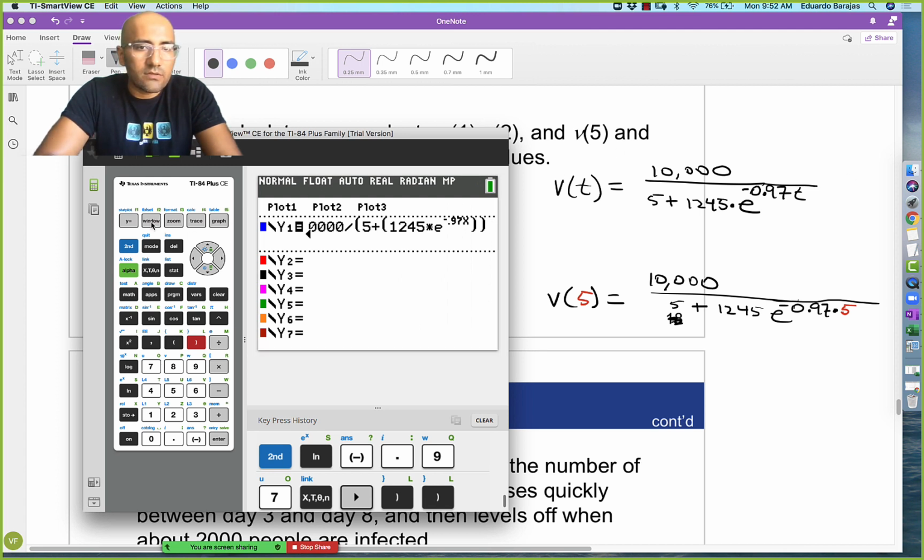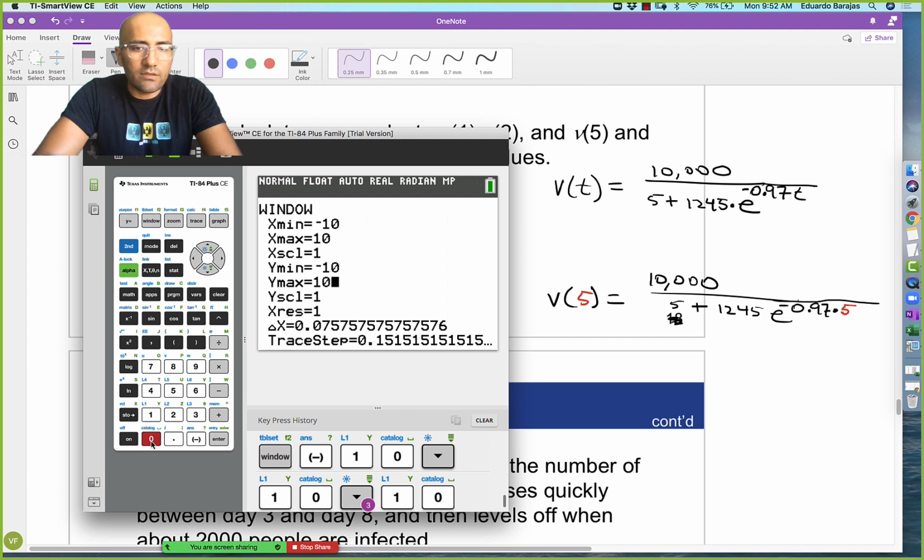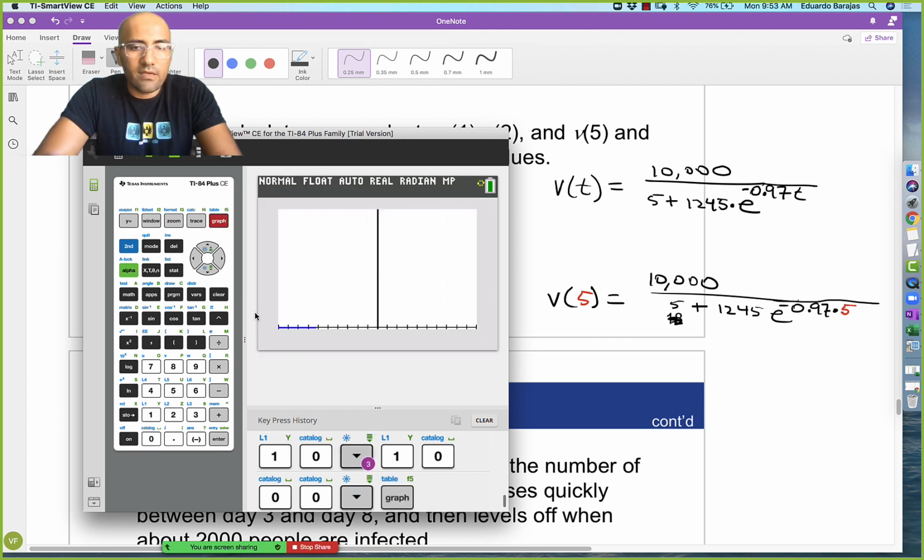So let's go to window. Let's choose from negative, I don't know, negative 10 to 10. And then for the output, let's go from negative 10 to, that's going to grow pretty quickly, so let's, I don't know, what does 1,000 look like? You can always come back and change this. And then go to graph, and there it goes, and boom, there's our general graph. Any questions about this?